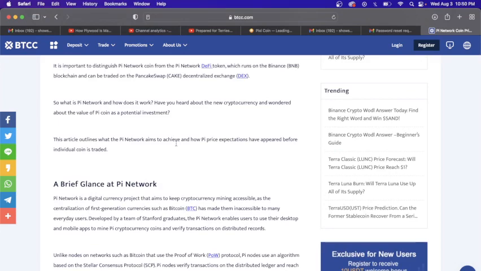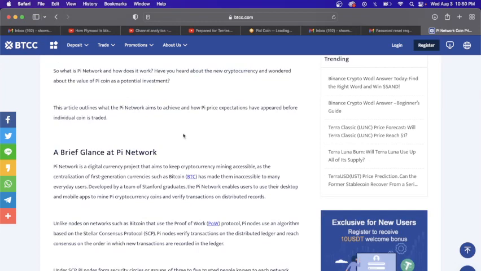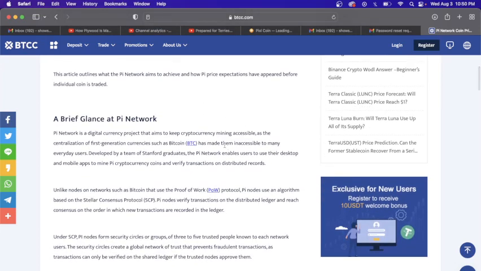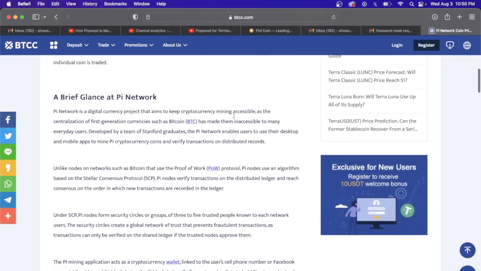So, a brief glance at Pi. Pi Network is a digital currency project that aims to keep cryptocurrency mining accessible, as the centralization of first-generation currencies such as Bitcoin has made them inaccessible to many everyday users. Developed by a team of Stanford graduates, the Pi Network enables users to use their desktop and mobile apps to mine Pi cryptocurrency coins and verify transactions on distributed network records.